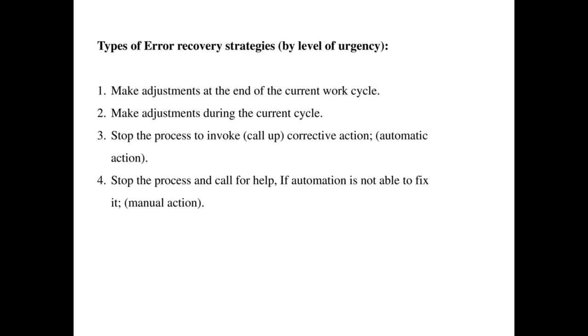The type of error recovery strategy followed depends on the level of urgency. First, make adjustments at the end of the current work cycle. Second, make adjustments during the current cycle. Third, stop the process to invoke corrective actions, if it is an automatic action. Fourth, stop the process and call for help if the automation is not able to fix it, that is, by following manual action.